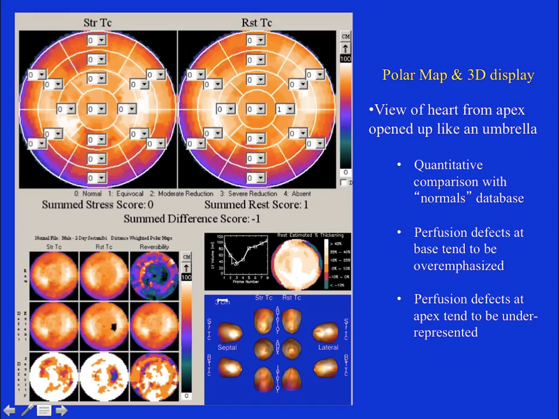This is the time activity curve. This is used to assess and calculate ejection fraction and volumes. These are the 3D displays, and with color coding we can assess the quantifications I have mentioned earlier, similarly in this 3D display also.